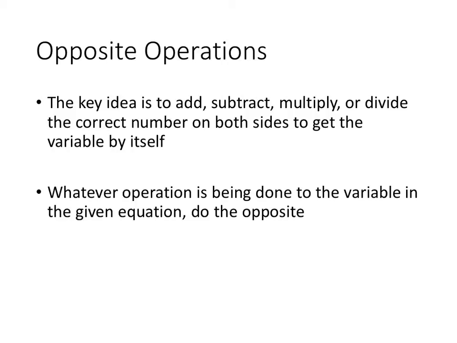So the idea here is that we want to add, subtract, multiply, or divide the correct number on both sides so that we simplify our equation and get our solution. And in these one-step equations, that's all we'll have to do. We'll have to choose the one operation that gets us immediately from our given equation to our solution. So it's only one step. And the idea is that whatever operation is being done in the equation, we want to do the opposite.